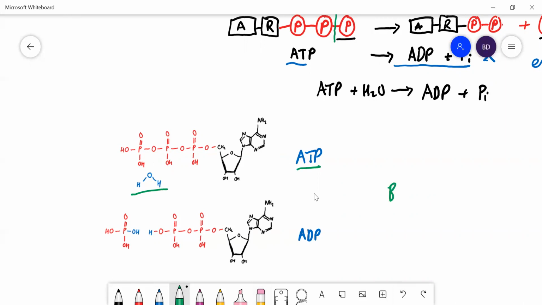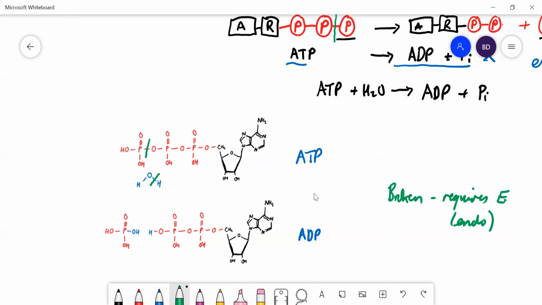So I'll do broken bonds in green. Okay. So to break bonds, that requires energy. That's endothermic. Which bonds are we breaking? Well, we've got to break that bond between the hydrogen and the oxygen there. That's a pretty strong bond. And we've also got to break this one here, and that's quite a weak bond. So you don't actually need that much energy to break that bond between the phosphorus and the oxygen.